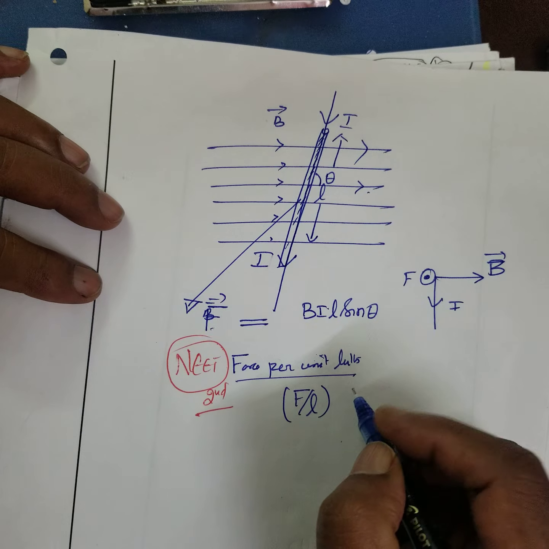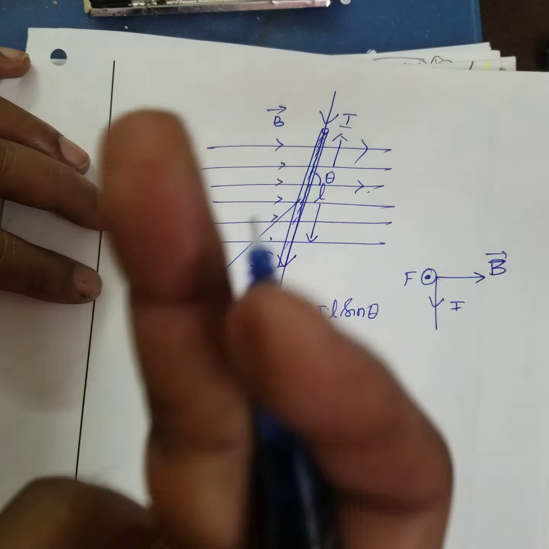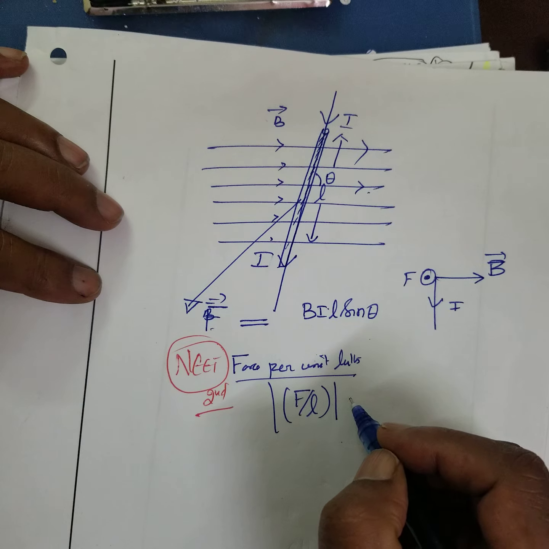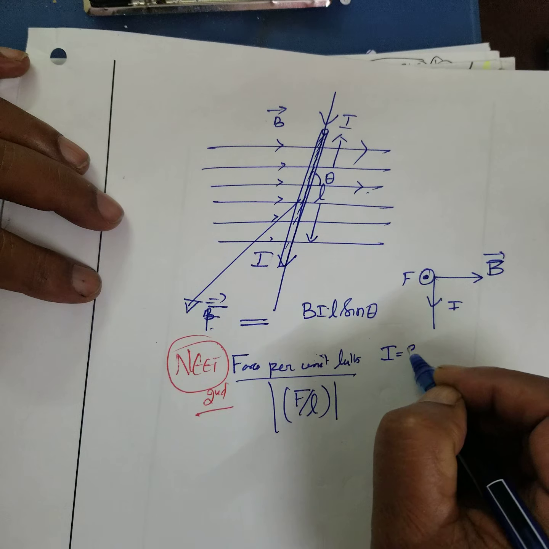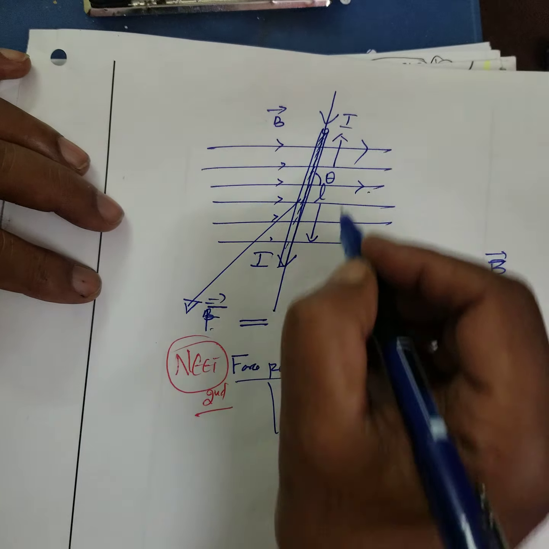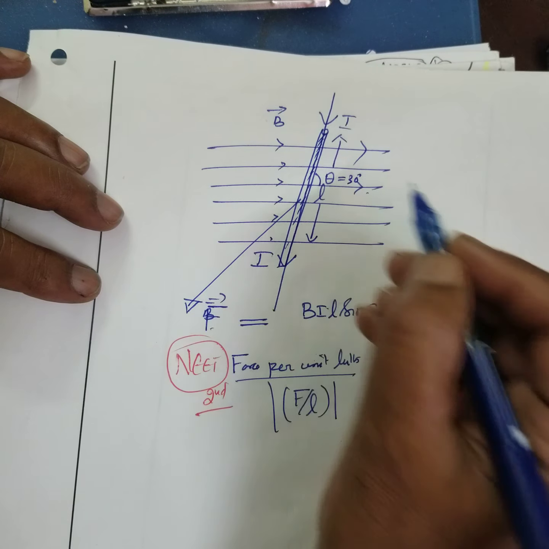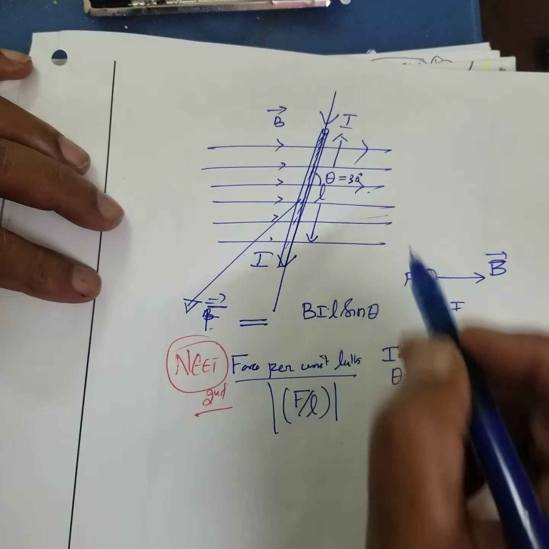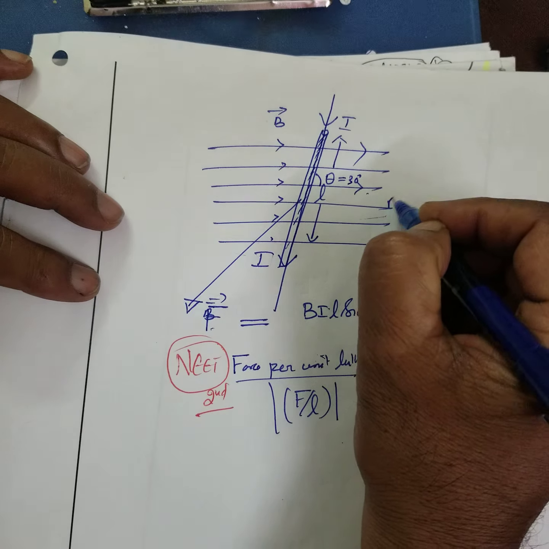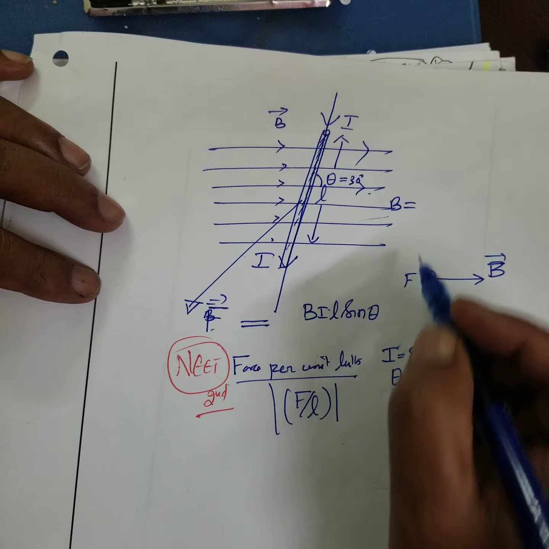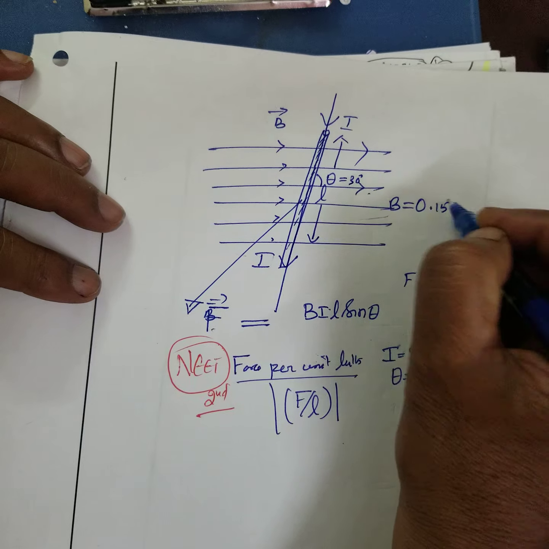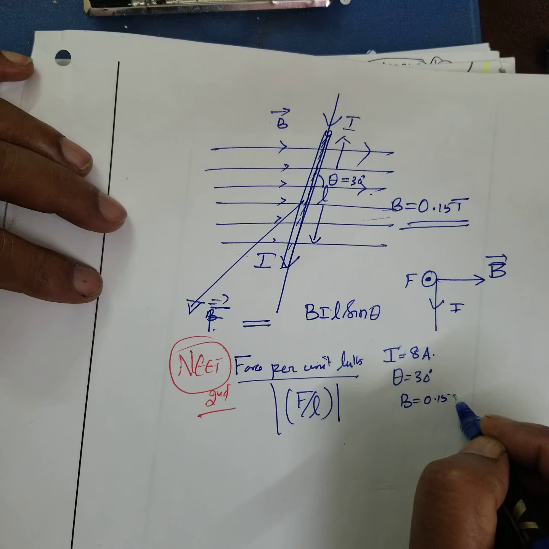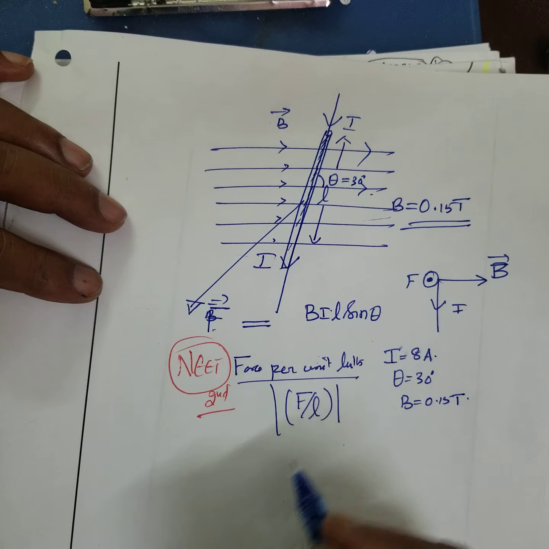They'll ask: find the magnitude of the force per unit length of a wire carrying a current of 8 ampere, making an angle of 30 degree with the direction of the uniform field. The uniform field value is given, suppose 0.15 Tesla. Field value is 0.15 Tesla. Find the magnitude of the force.